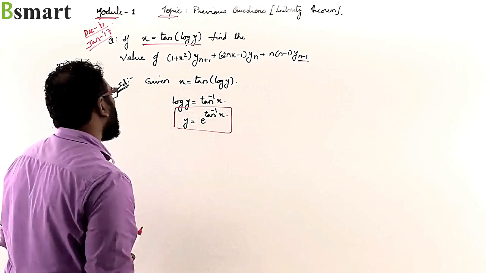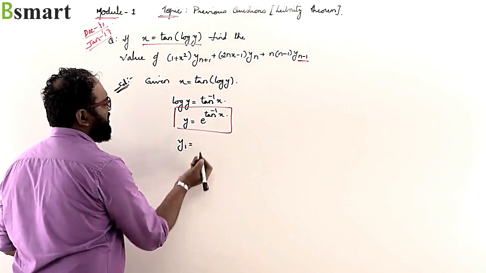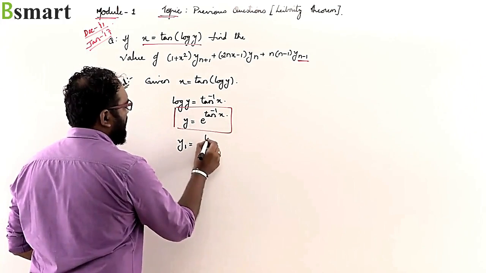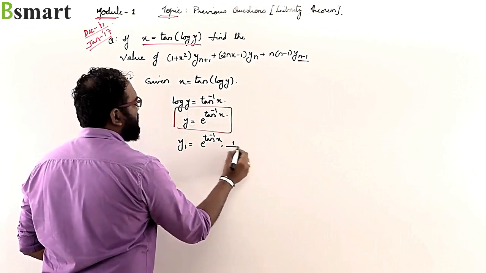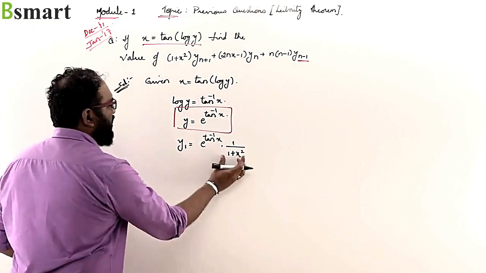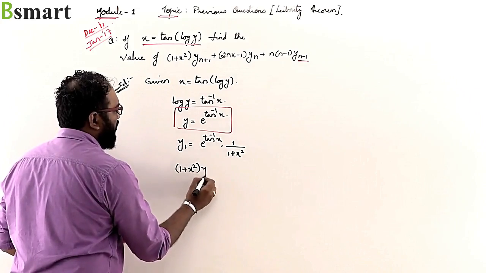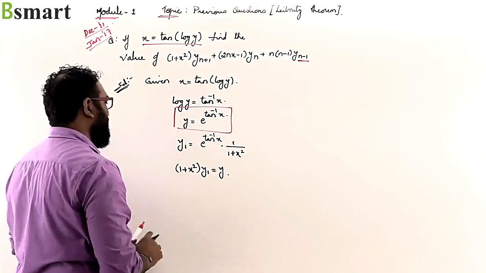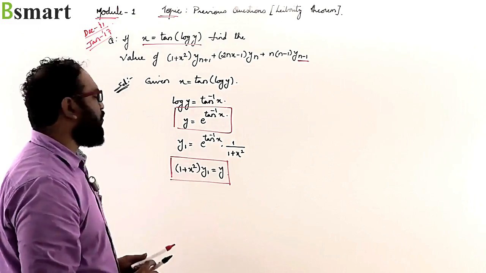Now let us find out the value of y1. The derivative of y, y1, is equal to the derivative of e to the power tan inverse x, which is e to the power tan inverse x into the derivative of tan inverse x, 1 by 1 plus x square. Or I can write this as, I will bring 1 plus x square to this side, into y1 is equal to e to the power tan inverse x, which is y. So this is a relation between y and y1.